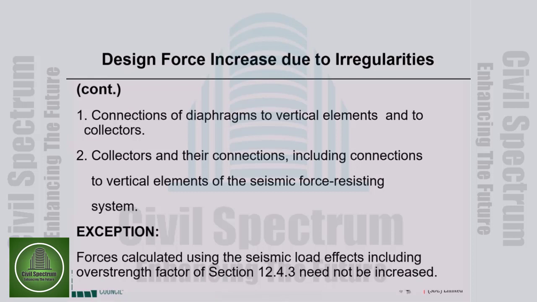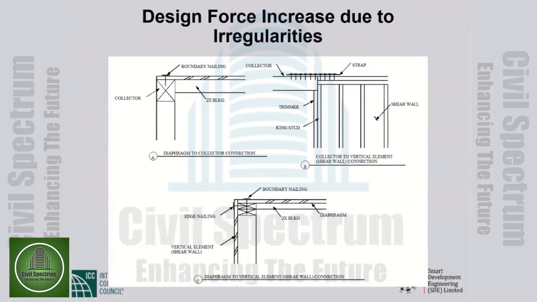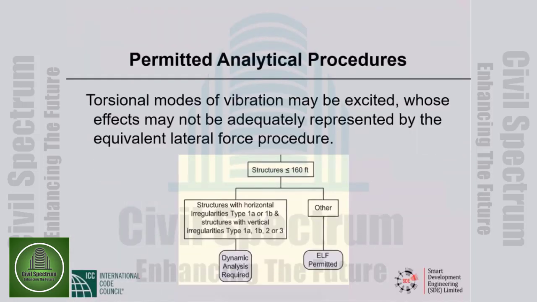and their connections, including connections to vertical elements of the site. This is word for word the same as in BNBC 2020, the language that I read. So everything is pointing in the same direction. And I have given you pictures to explain this diaphragm to collector connection and the collector to shear wall connection. So we are talking about three connections: diaphragm to shear wall, diaphragm to collector, and collector to shear wall. All of this is very clearly illustrated in these pictures.